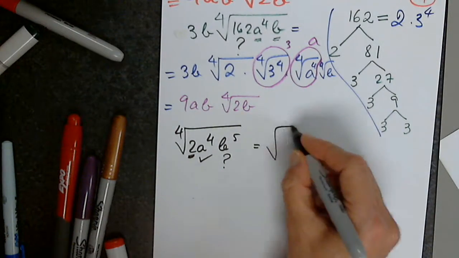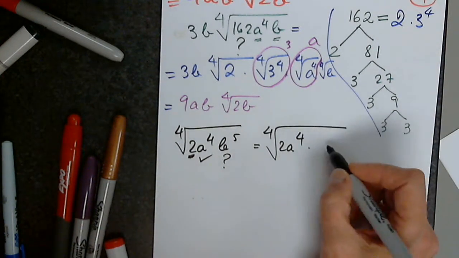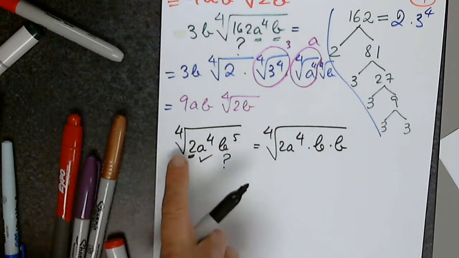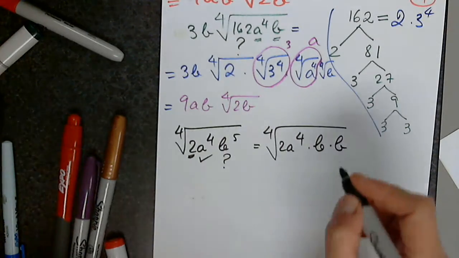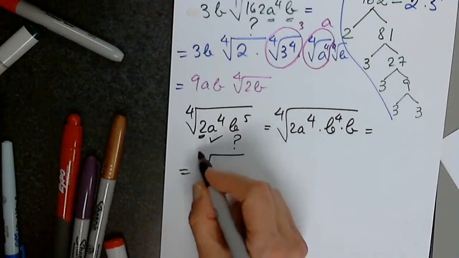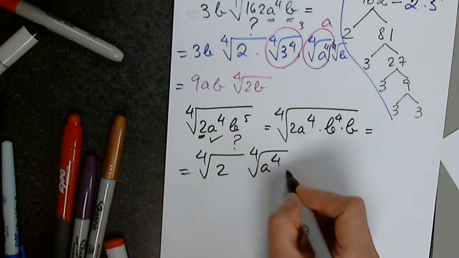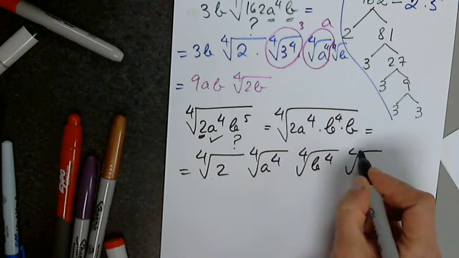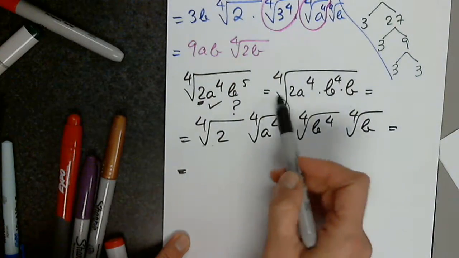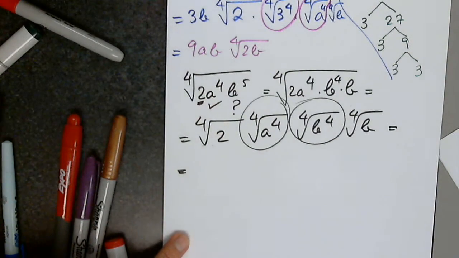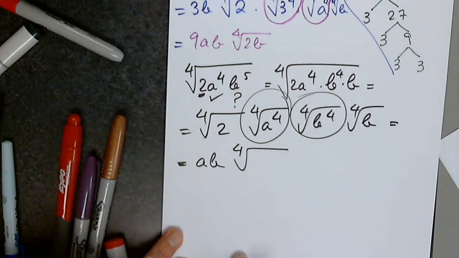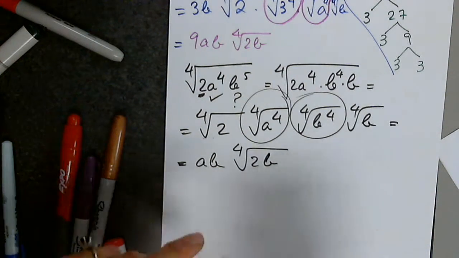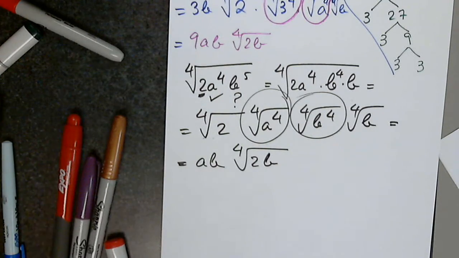How do I split or present b to the 5th, keeping in mind that the index tells me what to do with the 5? How do I split it? 4 and 1, the same thing. So this is the 4th root of 2, the 4th root of a to the 4th, the 4th root of b to the 4th, and the 4th root of b. How much is this? How much is that? ab in front times the 4th root of. Very good. Okay, so now I fully simplified each radical.